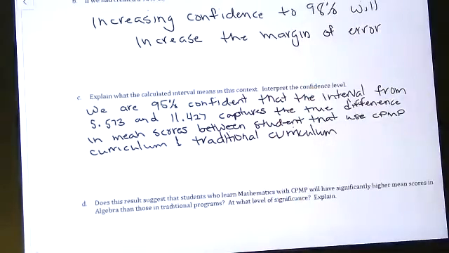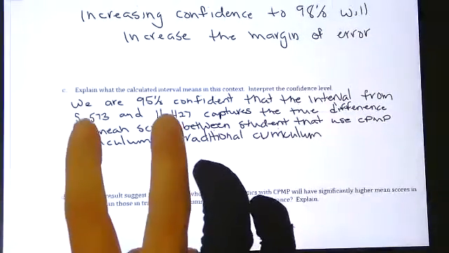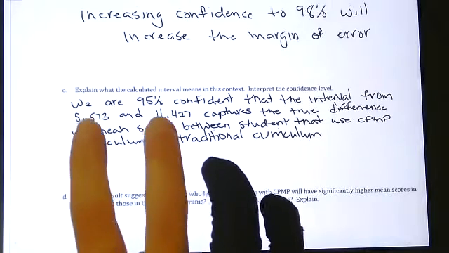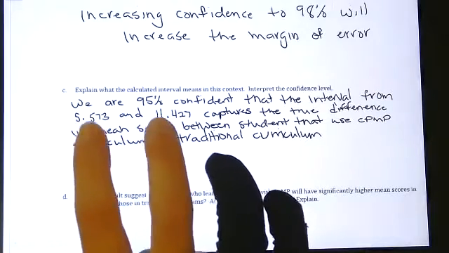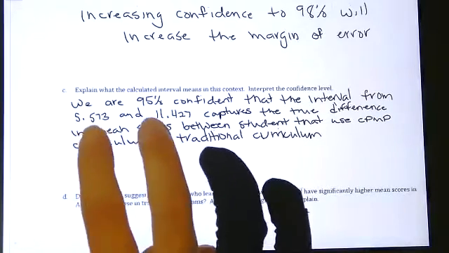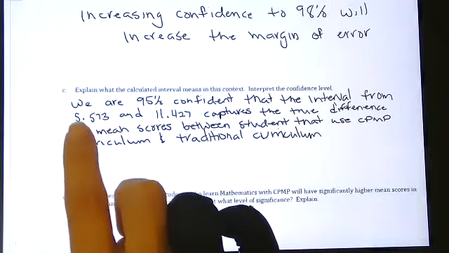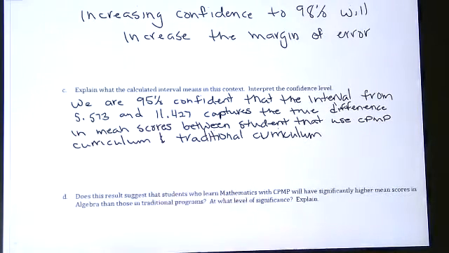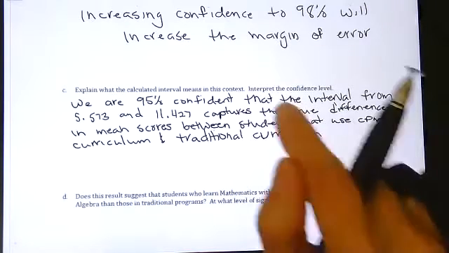Okay. Notice that both of the values in my confidence interval are positive. So I could also say that's evidence that the CPMP curriculum has a higher mean score, anywhere between 5.5 points higher to 11.4 points higher. That's what we believe. So we do not believe, based on that confidence interval, that there is no difference. We believe that there is a difference, that the CPMP curriculum has a higher mean score than the other.